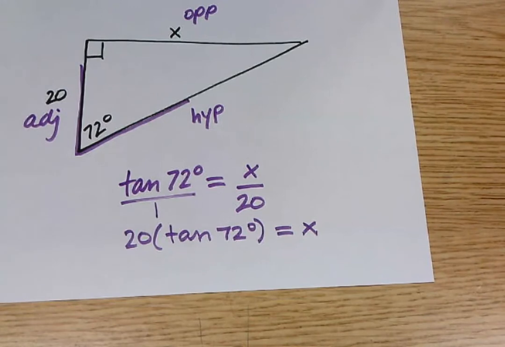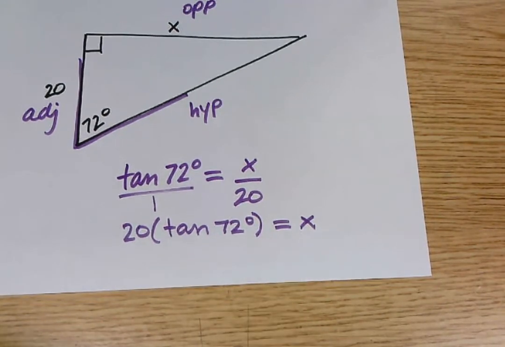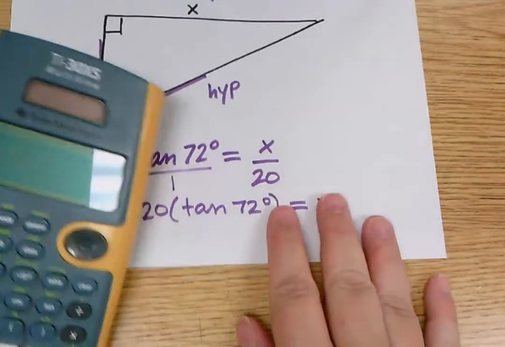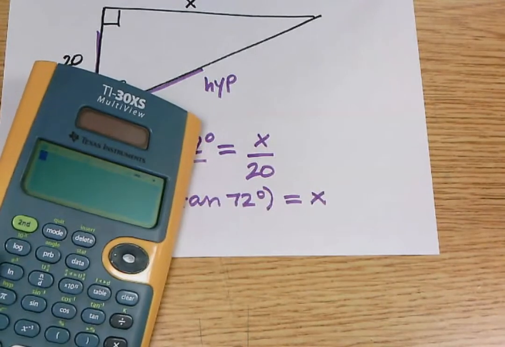If it's always going to be x times 1, why am I cross multiplying? Because it's not always going to be. It's not always going to work out quite like this. So that's why I ask myself at this point, is x alone? If x is alone, it's time to pick up the calculator. And I can say 20 times tan 72.